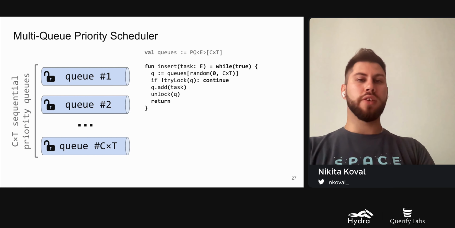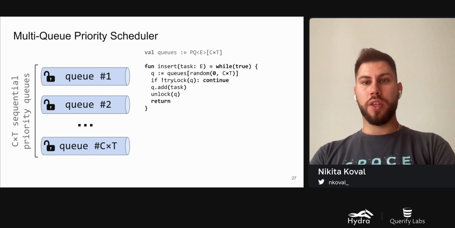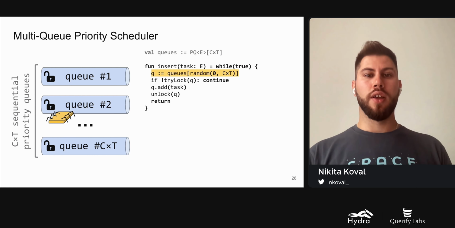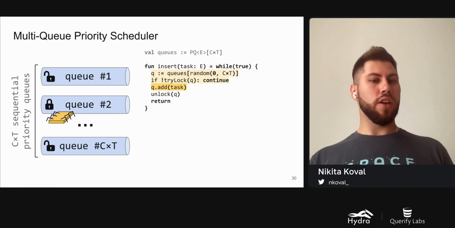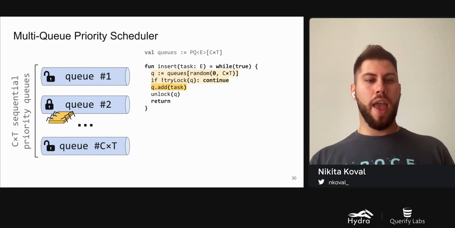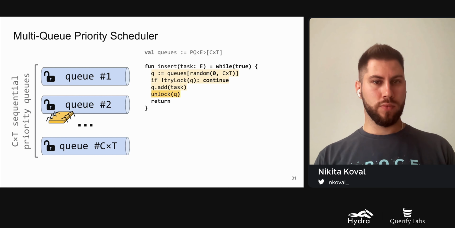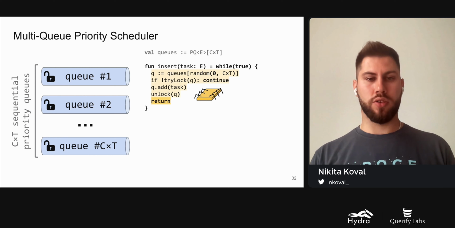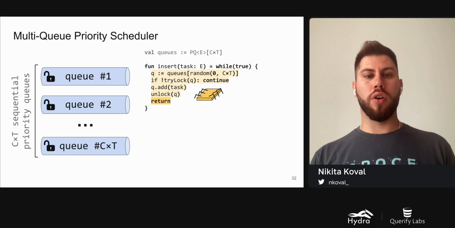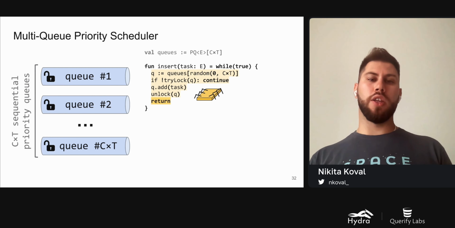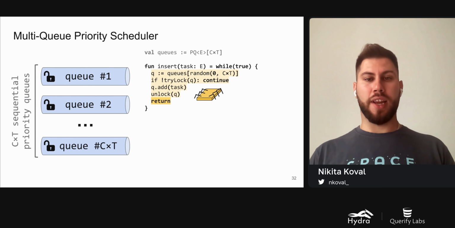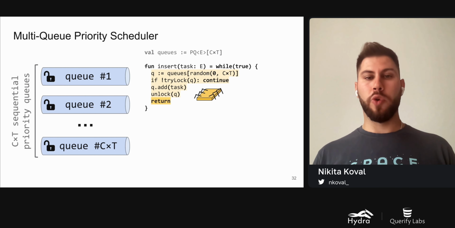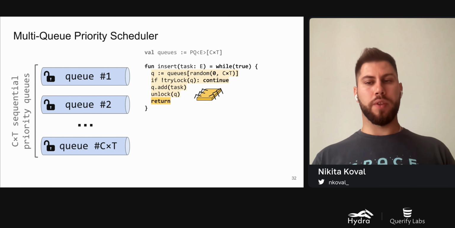And when we want to insert a new task into this scheduler, we choose a random queue, we try to lock it, then we add the task to this queue and release the lock. So after that, insertion is finished. If the queue is already locked, then we try another queue. As we have more queues than the number of threads, it's likely that we will find an unlocked queue in a short time.